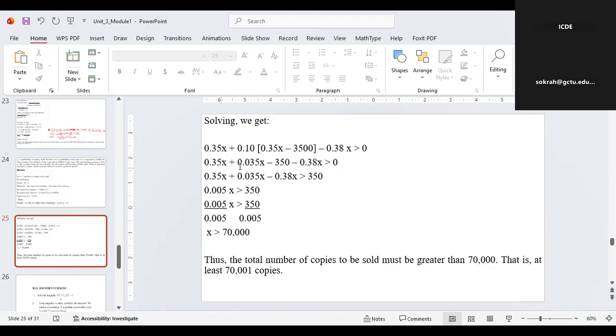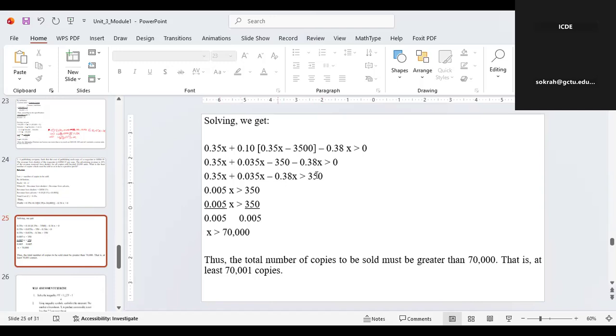We didn't do anything about it. Greater than what? 0. We are only trying to solve for what? X. So we are only trying to solve for x.